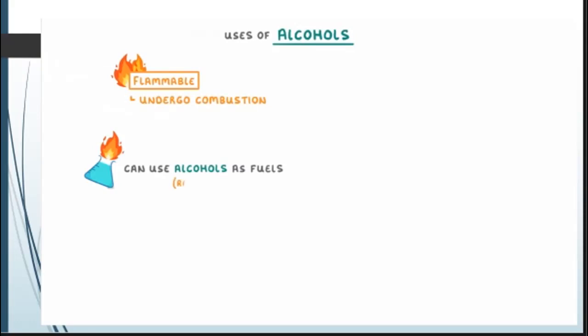One last quick thing we need to cover are the uses of alcohols. We've already seen that alcohols are flammable and undergo combustion. This means that we can use alcohols as fuels, which releases loads of energy. For example, if you've ever used one of these spirit burners at school, then that's exactly what you're doing. You're burning an alcohol, like ethanol, to release energy.